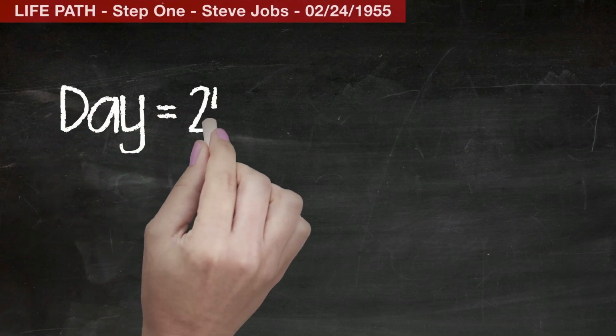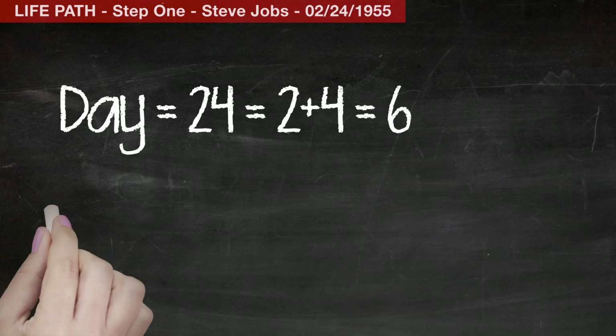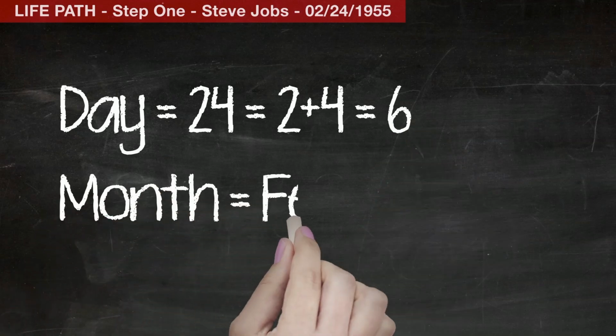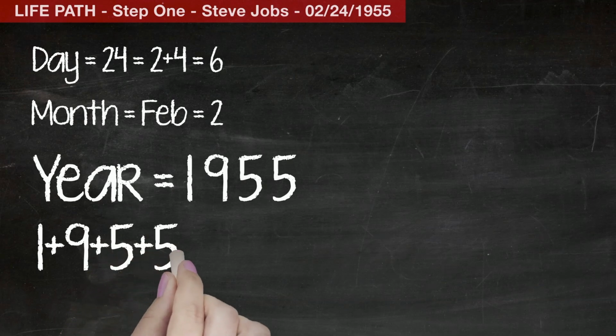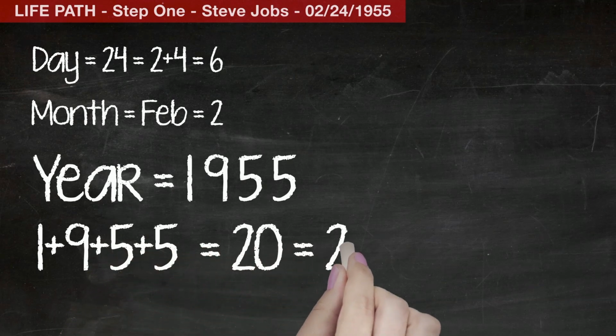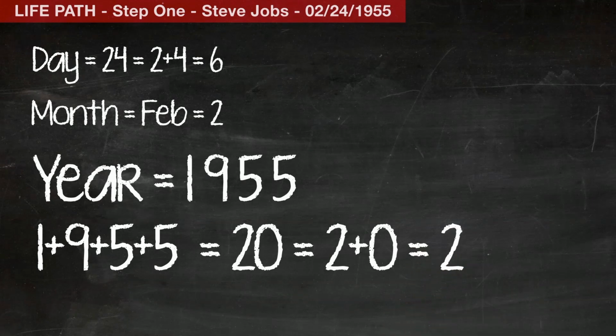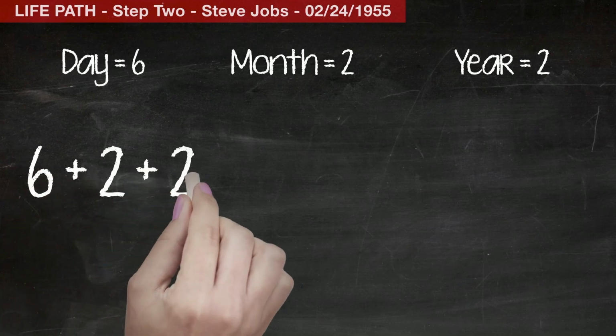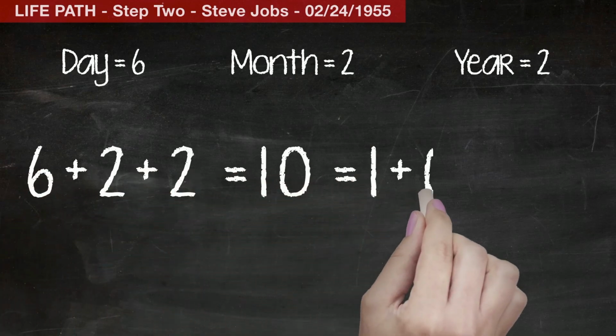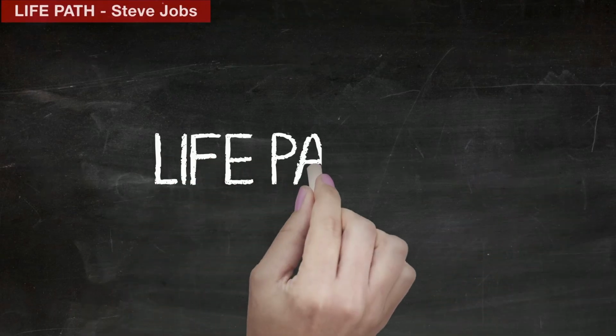For Steve Jobs, this is: the day is 24, which gives 2 plus 4 equals 6. The month of February is the second month of the year, which gives 2. The year requires a few more steps, as we have to add together 4 numbers, i.e. 1 plus 9 plus 5 plus 5, which gives 20, and then we sum 2 plus 0 to get 2. Step 2. Now for the final step, in which we add the single digits derived separately from the day, month, and year to get the final number, i.e. 6 plus 2 plus 2, which gives 10, which gives 1 plus 0 equals 1. So for Steve Jobs, his life path number is 1.